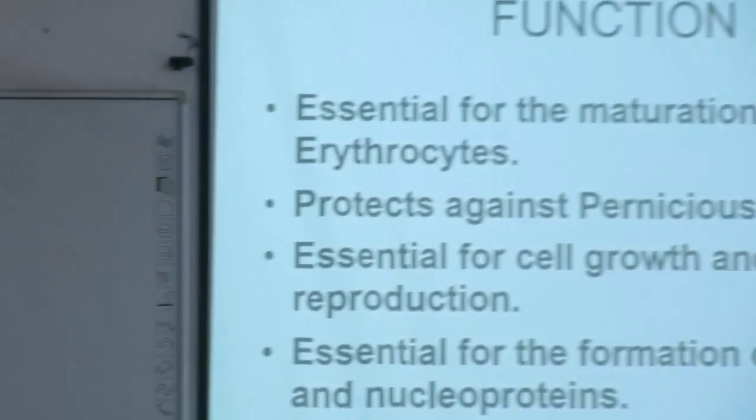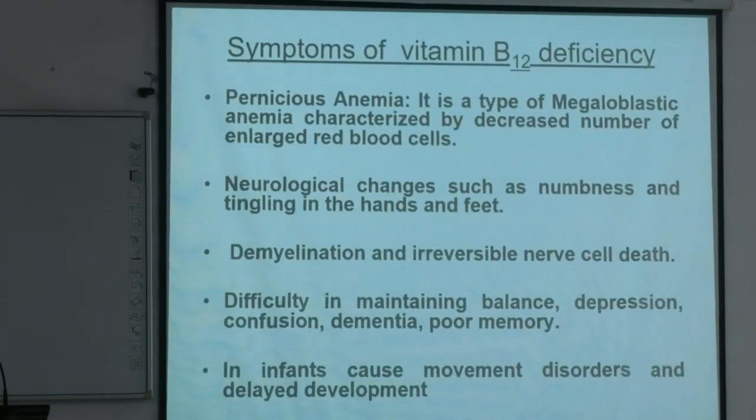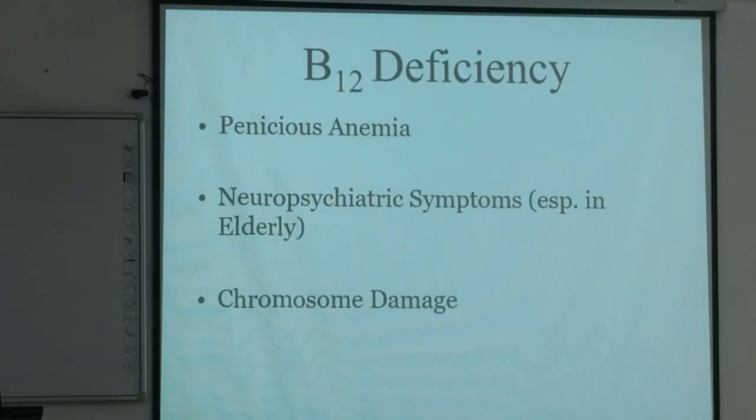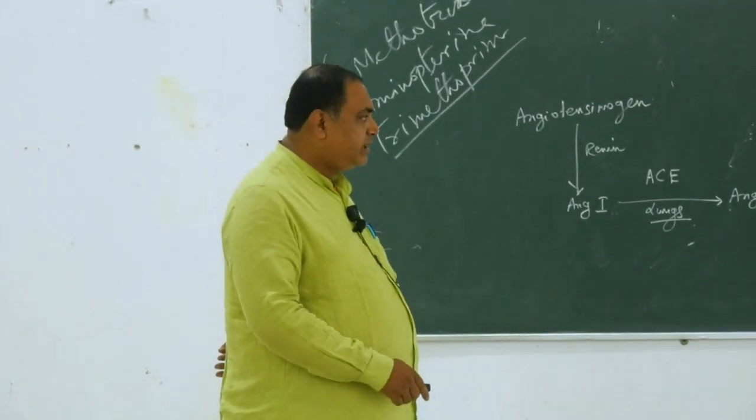Function, there are many things, these are not needed, you know everything. Deficiency causes pernicious anemia, okay? Keep note of this. Deficiency causes pernicious anemia, number 1. Number 2, neuropsychiatric symptoms in elderly people. Now B12 is one of those water soluble vitamins which can be stored in our body, which can be stored in liver. Okay.